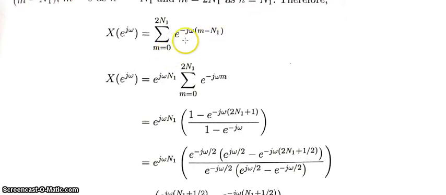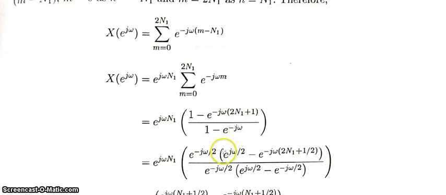Therefore, from this term we can take e^{jωn1} outside the summation. So it is e^{jωn1} times the summation m equal to 0 to 2n1 of e^{-jωm}. And this is a finite summation up to 2n1. Therefore, its summation is (1 minus e^{-jω(2n1 plus 1)}) divided by (1 minus e^{-jω}).